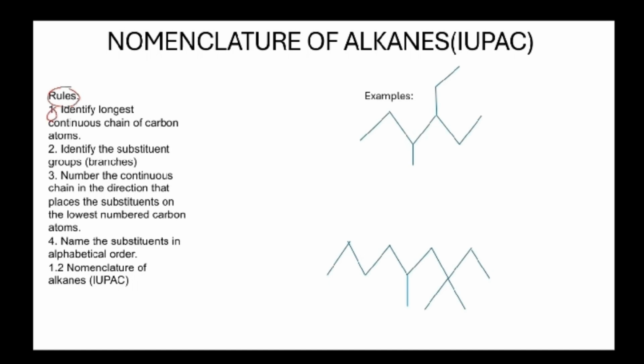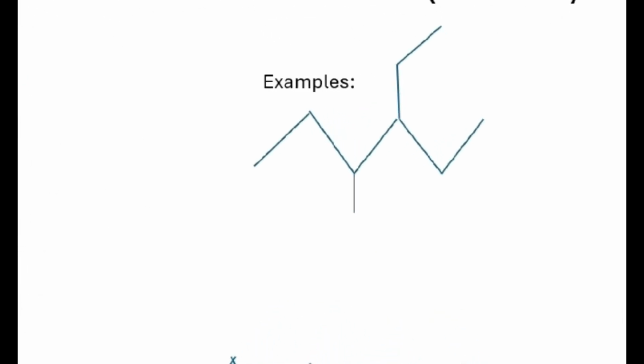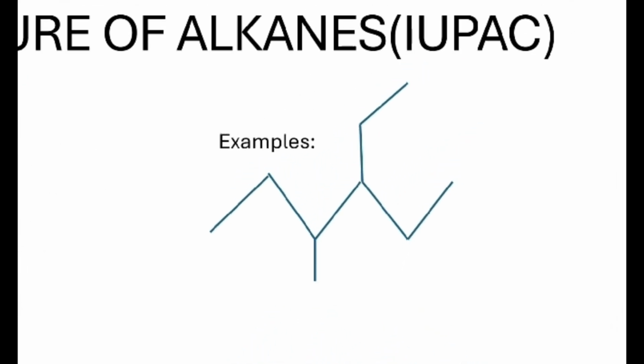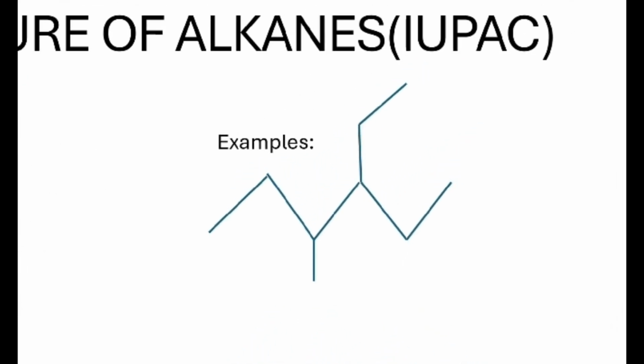Let us try to name the first alkane here. The first rule is to identify the longest carbon chain. Let's count the number of carbons then. Each corner is one carbon. Here there are 1, 2, 3, 4, 5, 6 carbons.